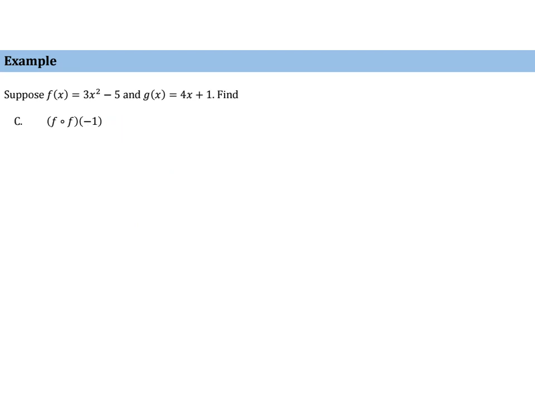So now we can actually compose a function with itself. So we're looking at f composed with f of negative 1, and we'll follow the same steps as before. We'll look first at the inside and look at f of negative 1. To find f of negative 1, we will substitute negative 1 in for x. So we have 3 times the square of negative 1 minus 5. So that's 3 times positive 1 minus 5. And so that will yield for us negative 2.